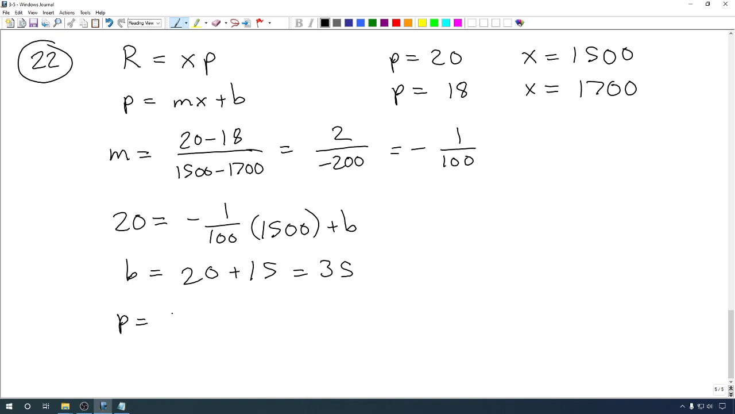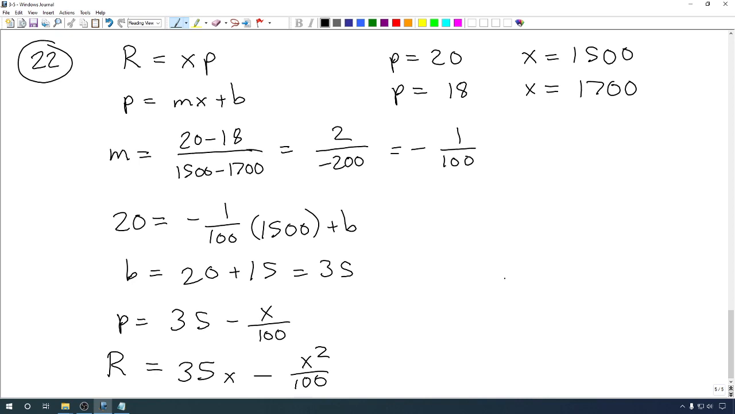I'm going to put the 35 in front, though. p is 35 minus x over 100. That's how I'd like to write it. And therefore, when we put that into our formula for r, remember, we just go ahead and distribute that x so we don't have to use the product rule. So each of these is going to be multiplied by x. We have 35x minus x squared over 100. That's our formula for revenue, and that's the function that we want to maximize.